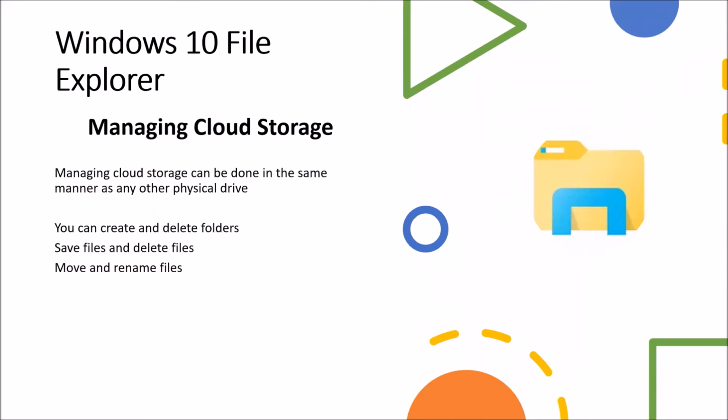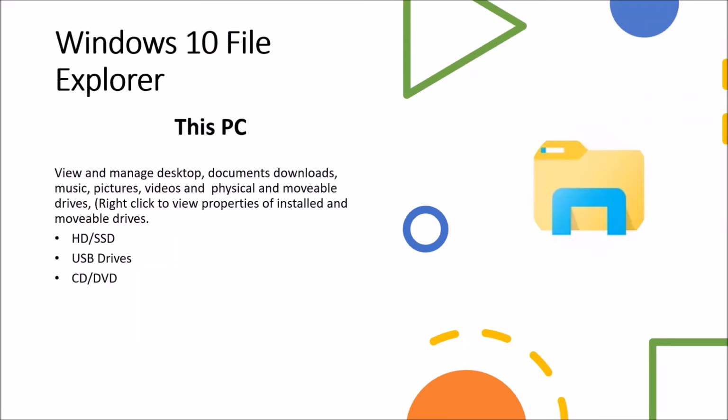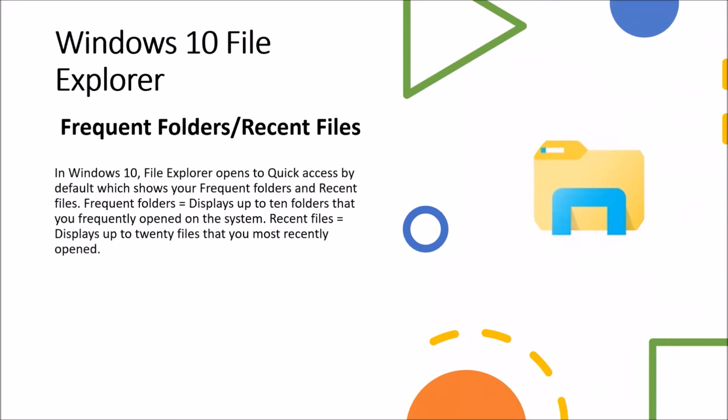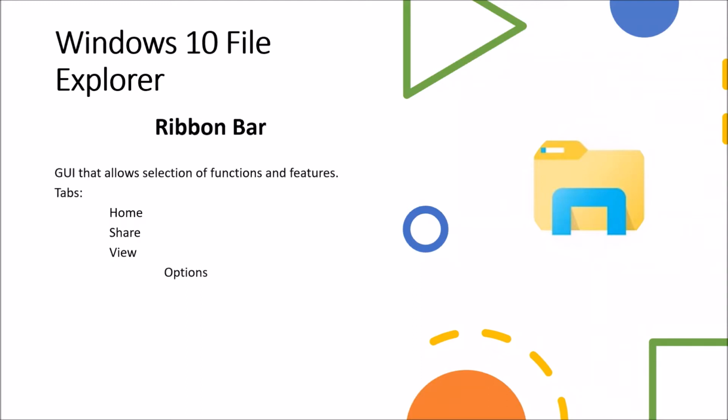So we talked about managed cloud storage, and we talked about this PC, and we talked about network and recent files and folders. And now we're going to discuss the ribbon bar itself. So what the ribbon bar is, is the GUI that allows you a selection of functions and features. So it is divided into tabs. It will have home, share, view, and options. So we're going to look at each one of these in detail.